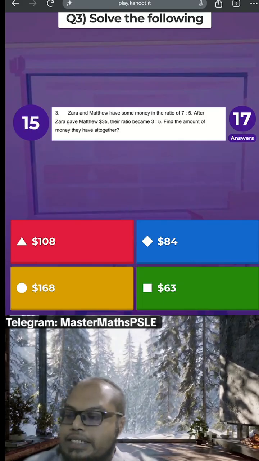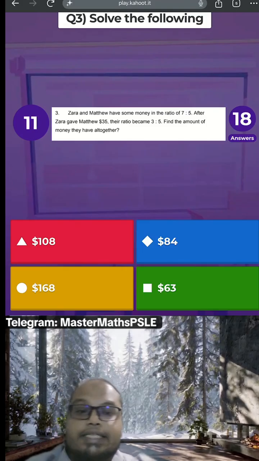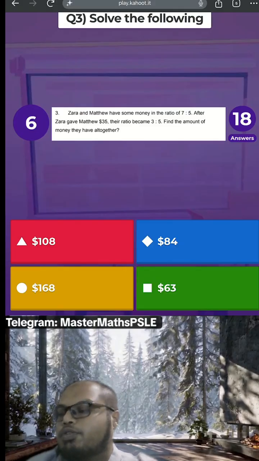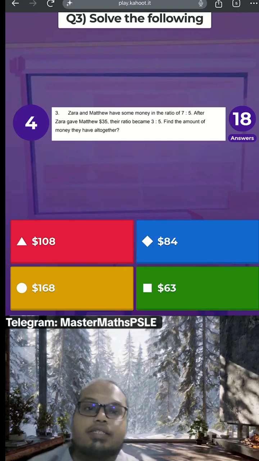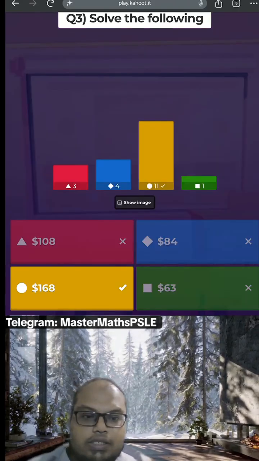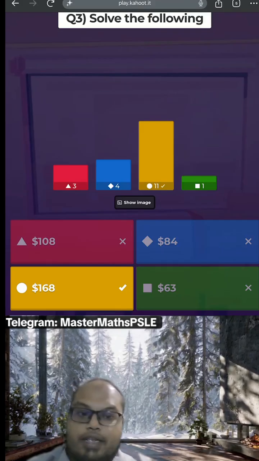So like I said just now, when it's internal transfer, it is actually the total remains the same. So when the total remains the same, how can you solve this? I think got 2 or 3 more person have an answer. Okay, yes, the answer is 168.